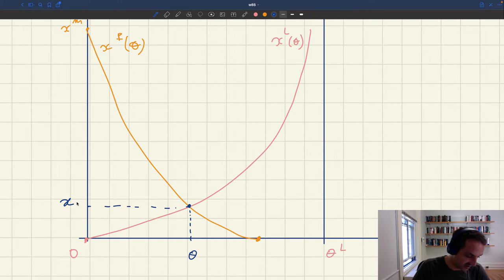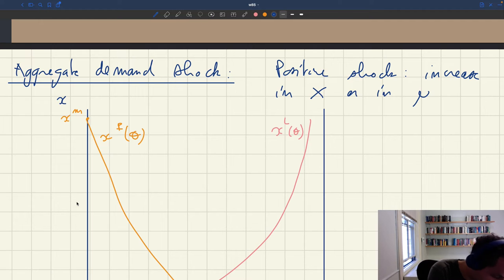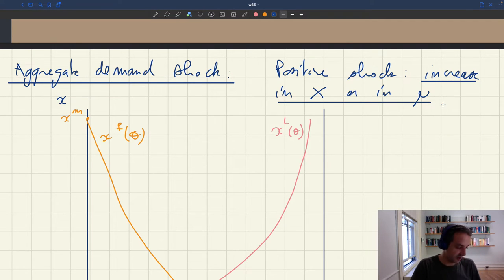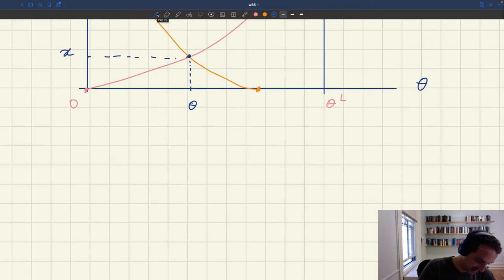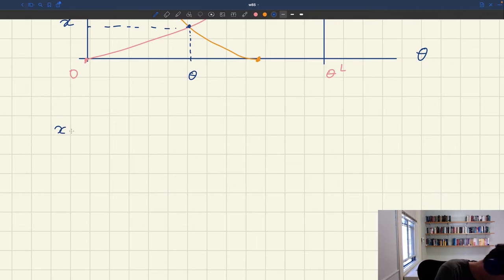Okay, so now the question is, see what happens when we have an increase in either x or mu, which is a positive aggregate demand shock. So to see what happens, we need to know what are the expressions for these two curves, xp and xl. So I'm just reporting results from last time, xp of theta.